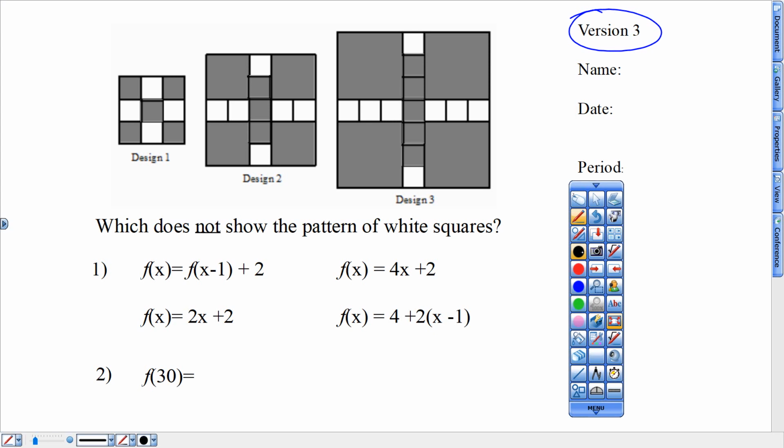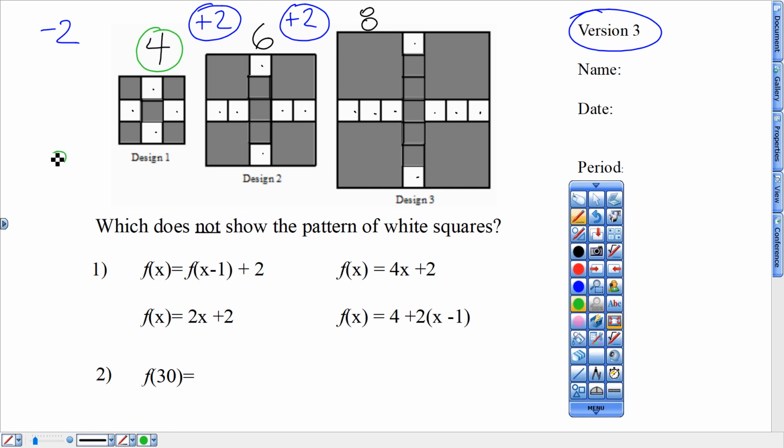So here we go. Design number 1 starts with 1, 2, 3, 4 white squares. Then for this pattern, it goes 1, 2, 3, 4, 5, 6 white squares. Then it goes 1, 2, 3, 4, 5, 6, 7, 8. Looking at those 3 numbers, it's clearly going up by 2. That is the number I'm going to be looking for. If I went backwards and took away 2 from this 4, that would give me the number of white squares at design 0, which would be 2.